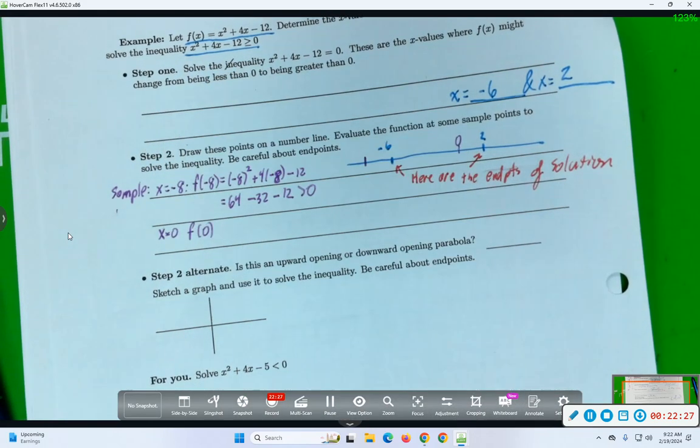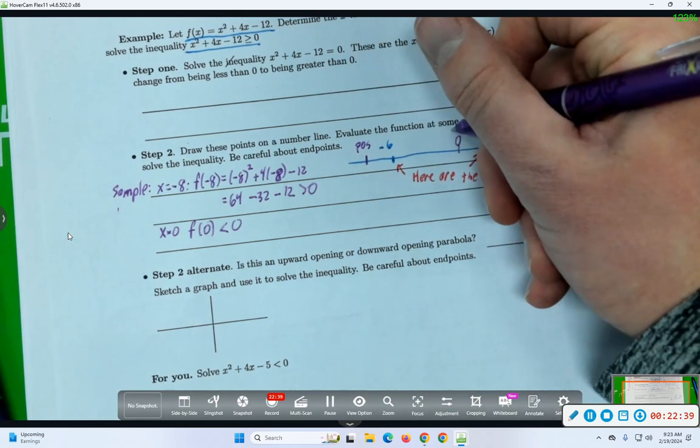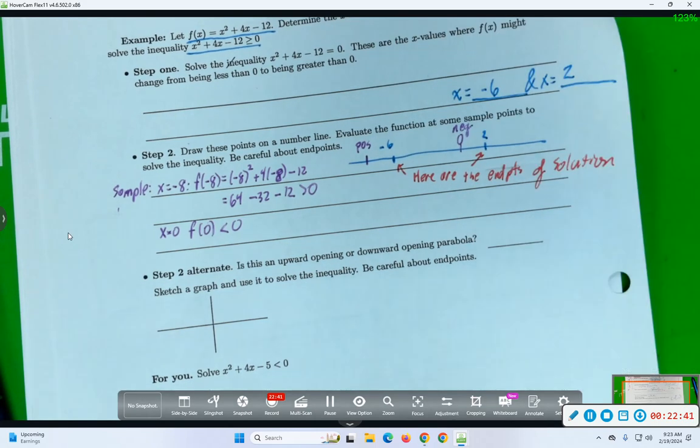Is f of 0 positive or negative? Negative. All right, I guess it's -12 in particular, but I don't care that it's -12, it's negative. So let's see, I got something positive here. I got something negative here. Maybe I should make a conclusion.